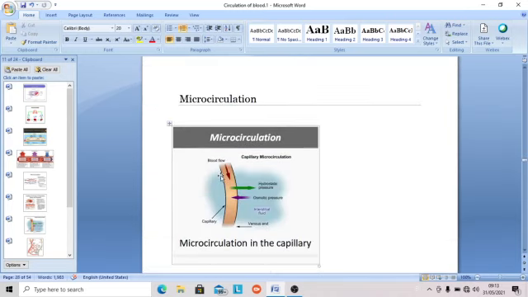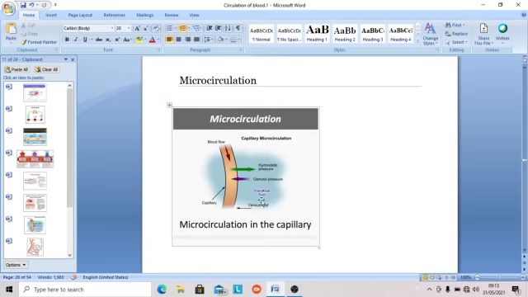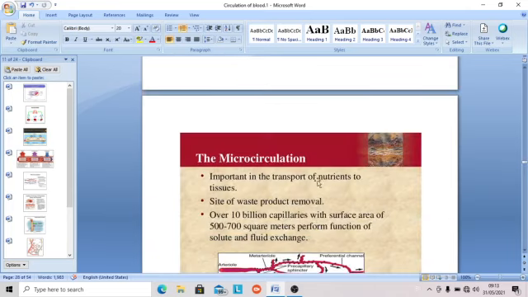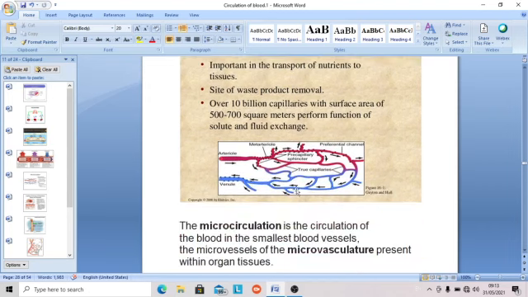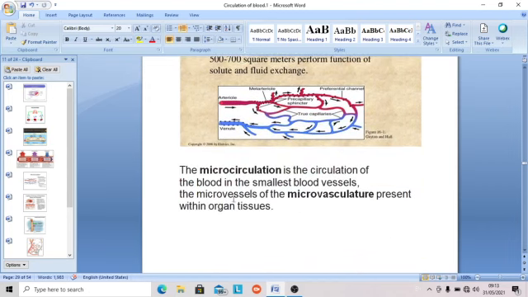This is microcirculation at the tissue level. Blood flows, hydrostatic pressure and osmotic pressure oppose each other, as I told you. And in the same way, both pressures in the interstitial fluid. Microcirculation is important in transport of nutrients to tissue and the site of waste product removal. Over 10 billion capillaries with a surface area of 500 to 700 square meters perform the function of solute and fluid exchange. That we have seen already. In this figure, this is the arteriole, meta-arteriole, preferential channels, precapillary sphincters, true capillaries, and all lead to venules and veins.